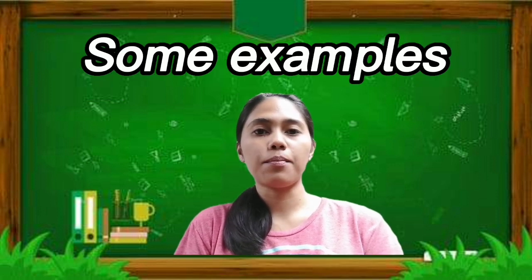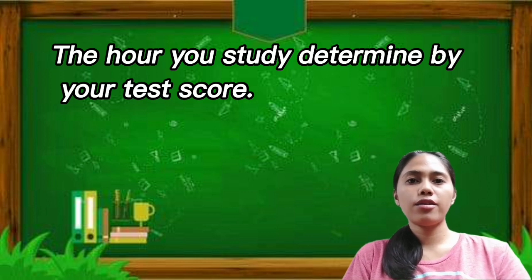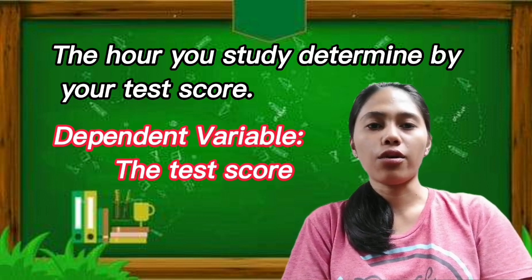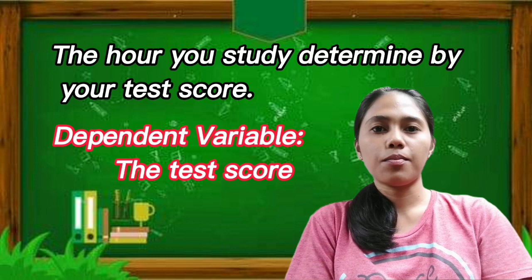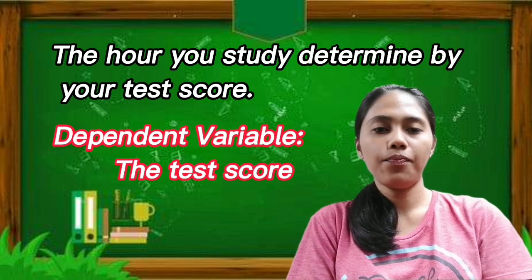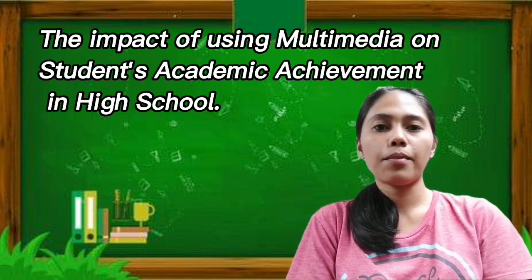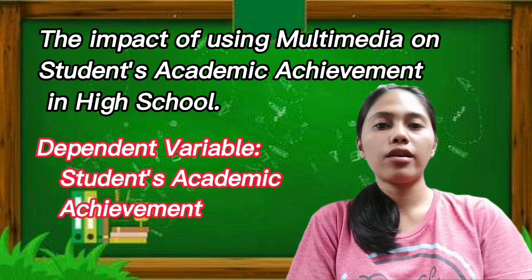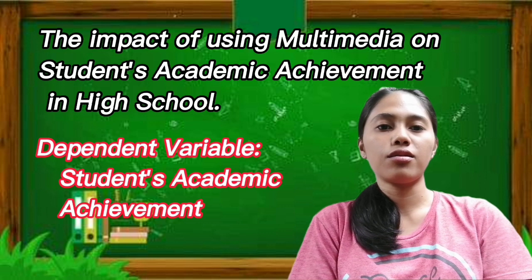Here are some examples. The hours you study determine your test score. The dependent variable here is the test score, because the test score you got depends on the number of hours you study. Another example is the impact of using multimedia on students' academic achievement in high school. The dependent variable here is the students' academic achievement, because it depends on how the student uses or spends an hour using multimedia.